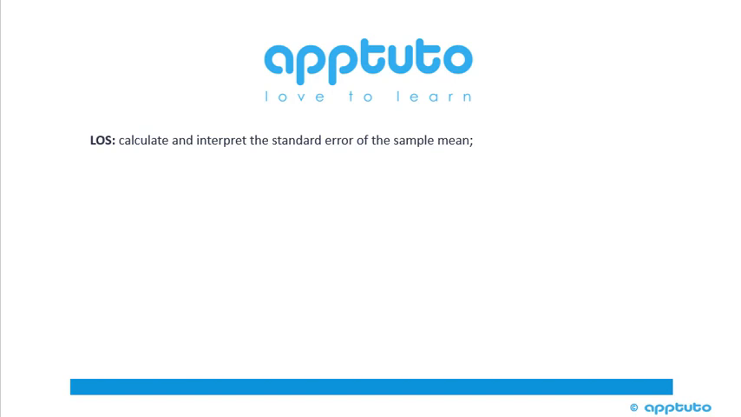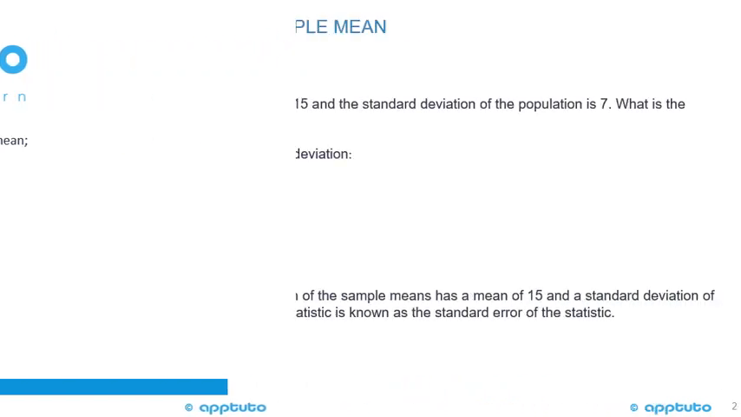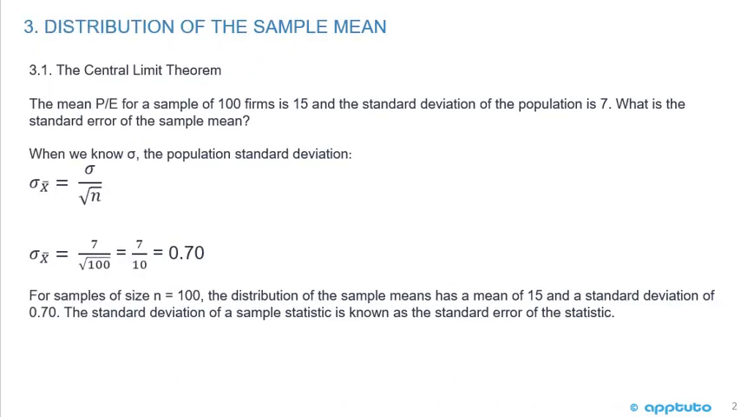This LOS is calculate and interpret the standard error of the sample mean. So we'll use an example. The mean PE for a sample of 100 firms is 15, and the standard deviation of the population is 7. What is the standard error of the sample mean?